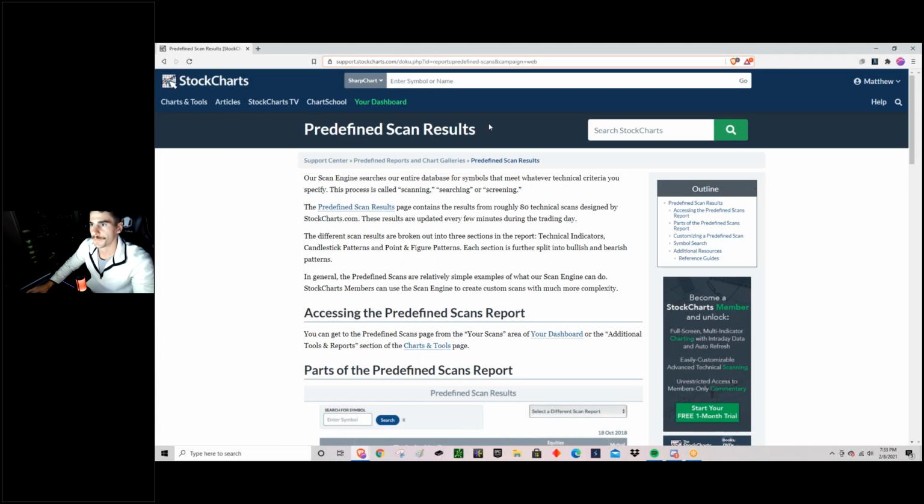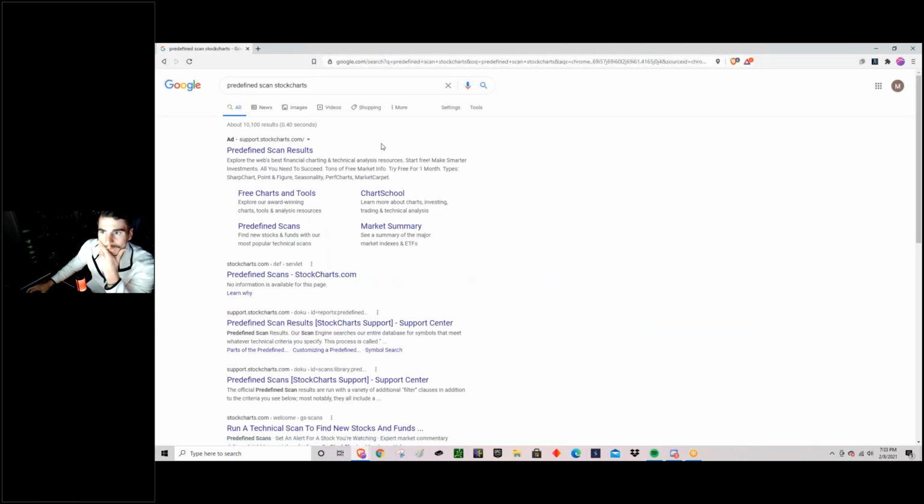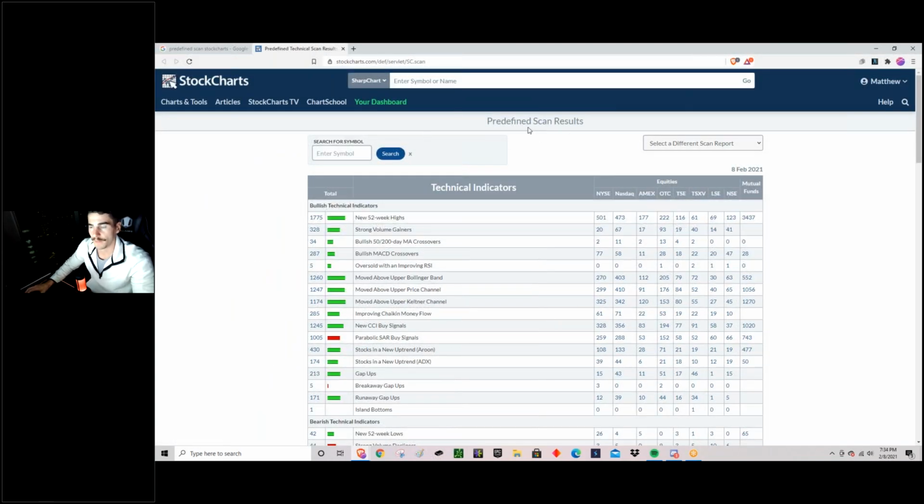So if you just go to Google and type in predefined scan stock charts, you'll see all kinds of results, but you just find one that says predefined. Then under this page, right here at the top, predefined scan results. For OTC, what you're going to be looking for are the breakout type of charts, obviously.